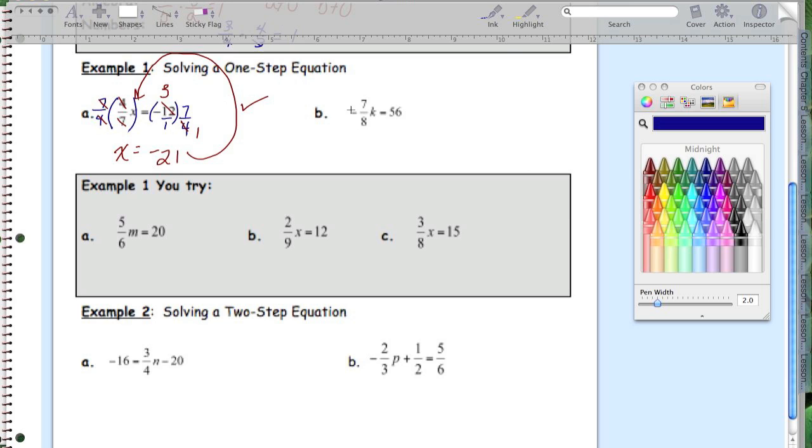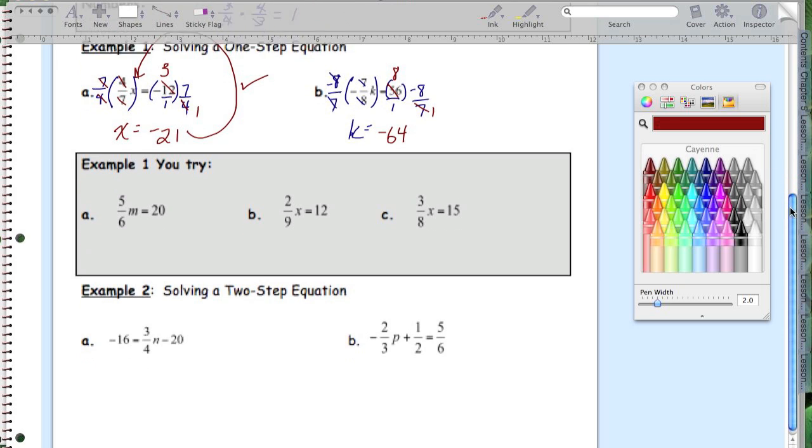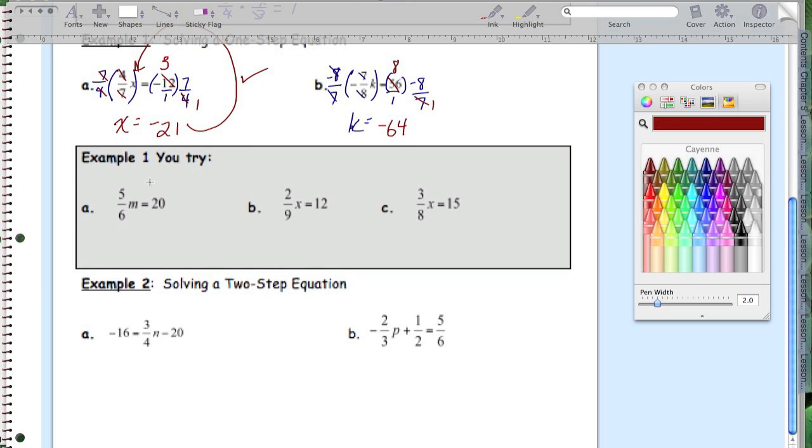All right, letter B, same thing. We want to get k by itself. That's our goal. So whatever we're trying to get by itself, we take the multiplicative inverse of that fraction. So I'm going to multiply by negative 8 over 7 on both sides. Those all cancel. K comes down, and over here, negative 56 over 1, I'm going to see that the 7 and the 56, I get 8 times negative 8 is negative 64. And that's my answer. Let's try letter A, and then you try.